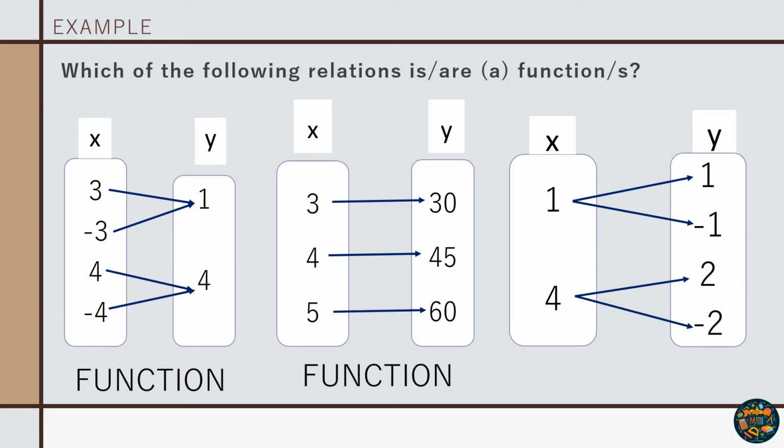And for the third diagram, it shows a one-to-many relation. 1 is mapped to positive 1 and negative 1. 4 is mapped to 2 and negative 2. There is a repetition among the domain. So therefore, it is not a function or it is a mere relation.